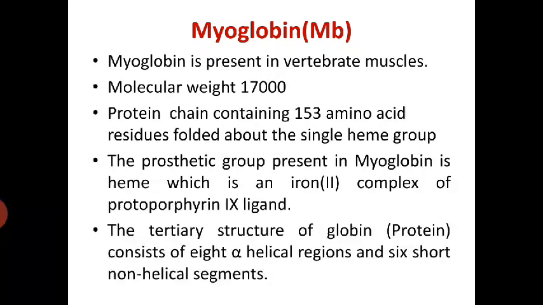The protein chain containing 153 amino acid residues is folded about a single heme group. The prosthetic group present in myoglobin is heme, which is an iron(II) complex of the protoporphyrin IX ligand. So the central metal atom is iron, and the ligand is protoporphyrin IX. The tertiary structure of the protein consists of 8 alpha helical regions and 6 short non-helical segments.